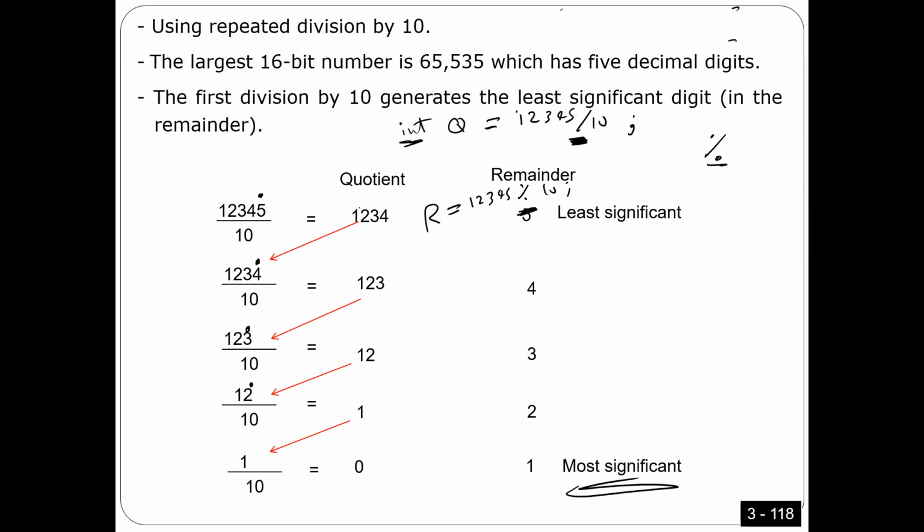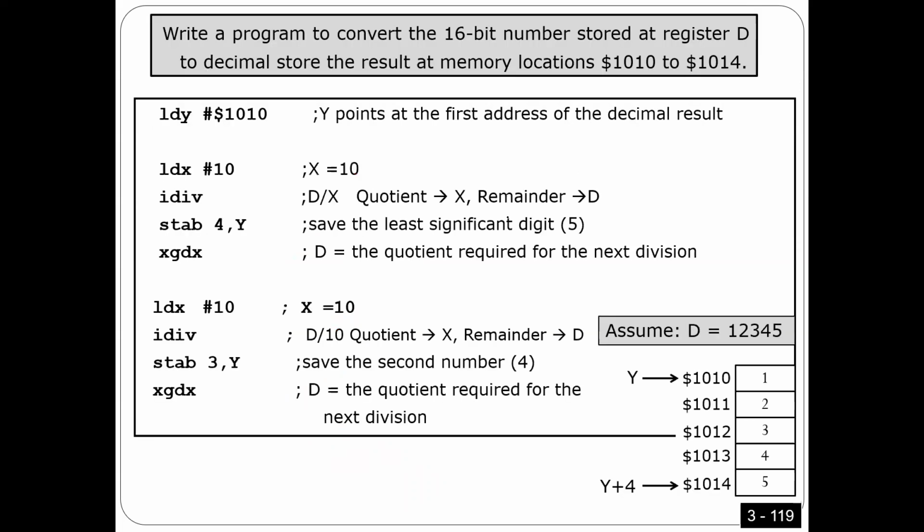Is that okay, guys? So again, in C language, if you want to get the quotient, you have to use this operator. But you have to make sure you store the result in an integer, not a float. It has to be an integer in order to get the quotient. If you want to get the remainder, you have to use this one. That's how you can do it in C language.